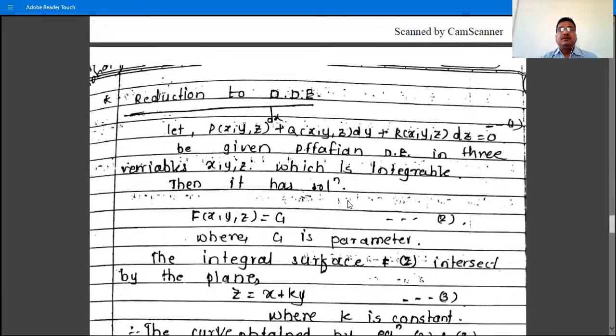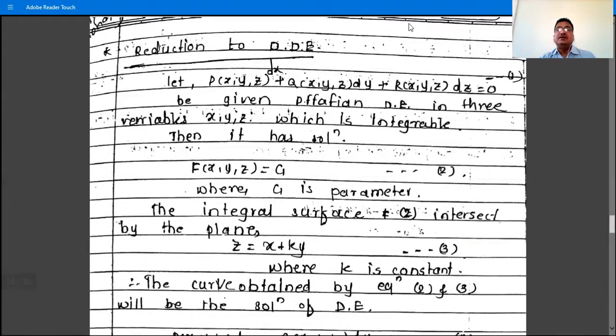So the next method is the reduction to ordinary differential equation. We will see this method in the next lecture.